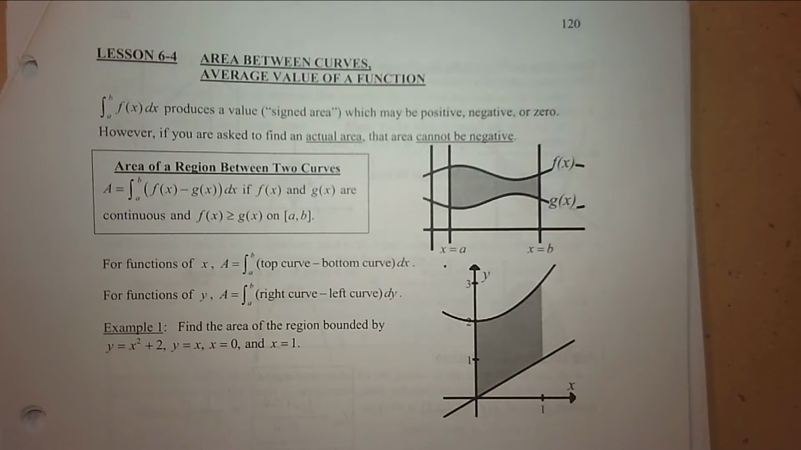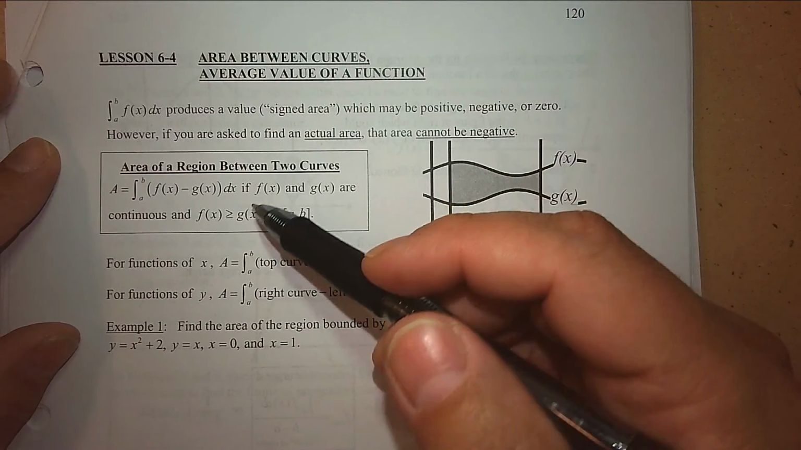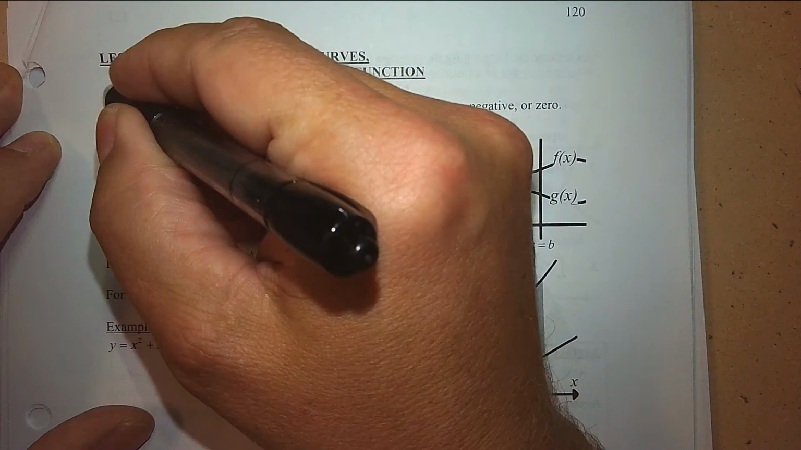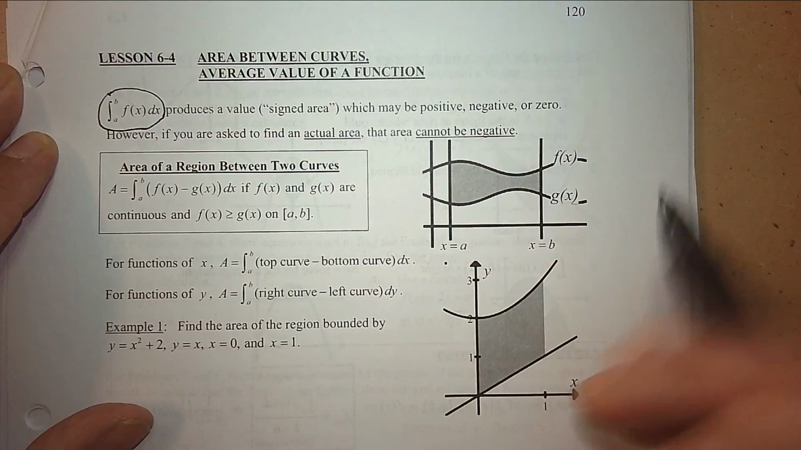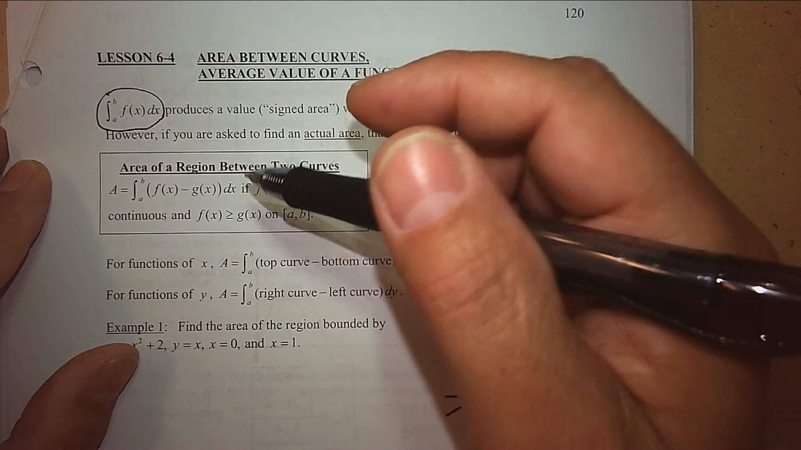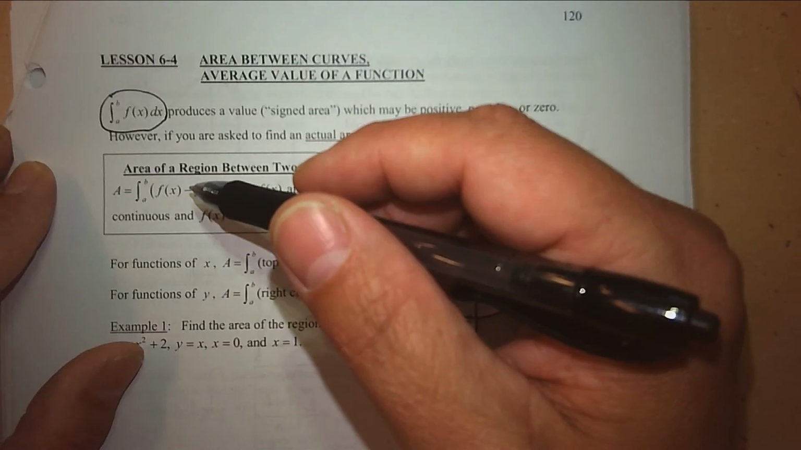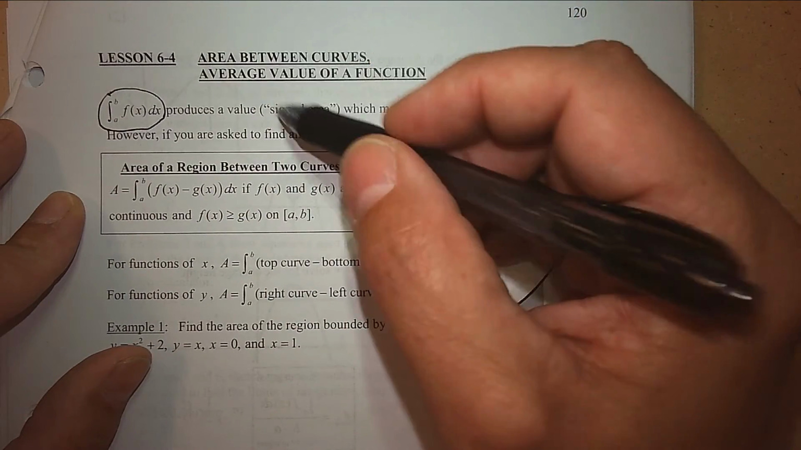All right. Today's lesson, 6.4, is on the area between curves as well as what's the average value of a function. So, let's look at the beginning here. Do you recognize that integration from a to b of f of x dx? That's a definite integral that connects us to the fundamental theorem of calculus, and it produces what's called signed area.